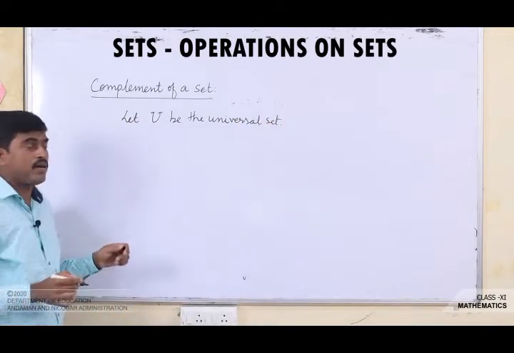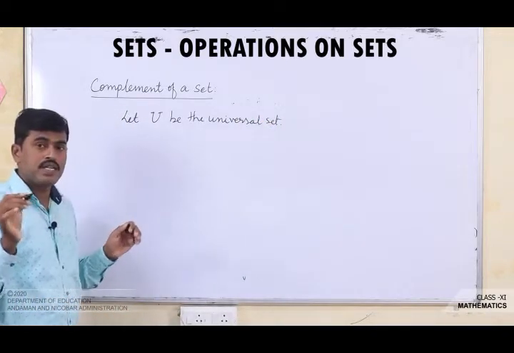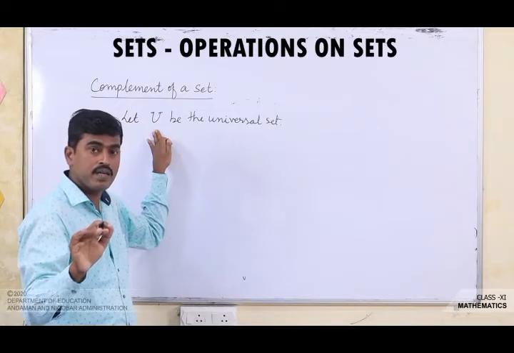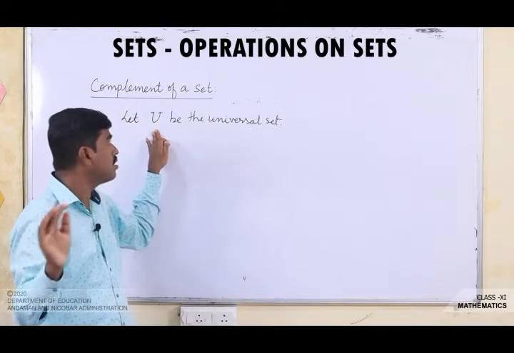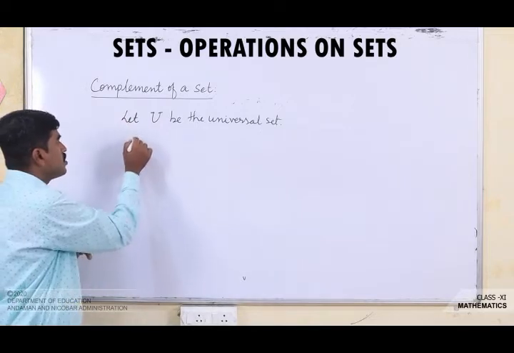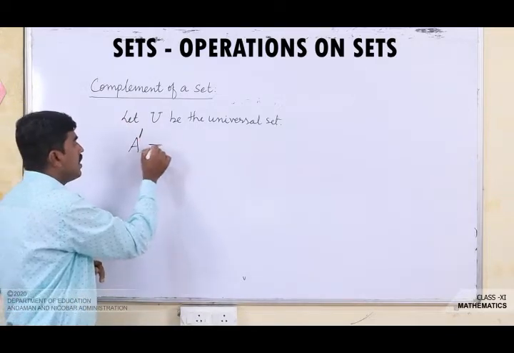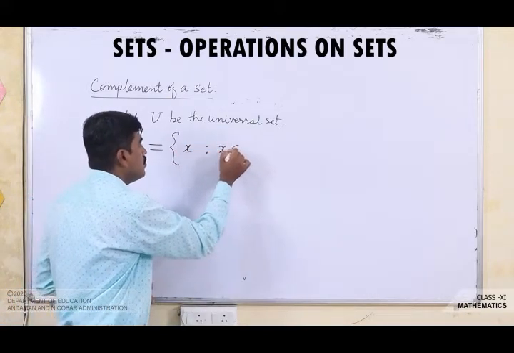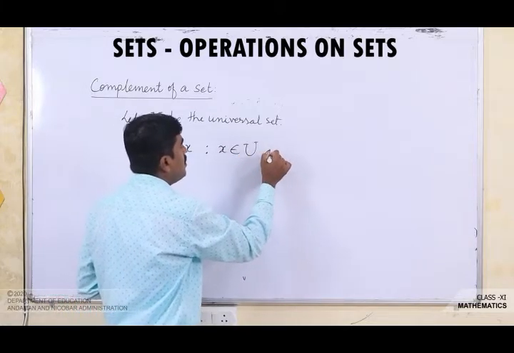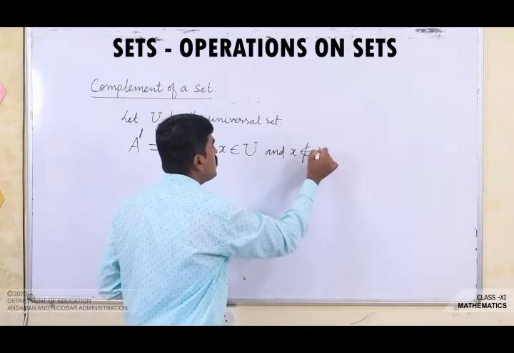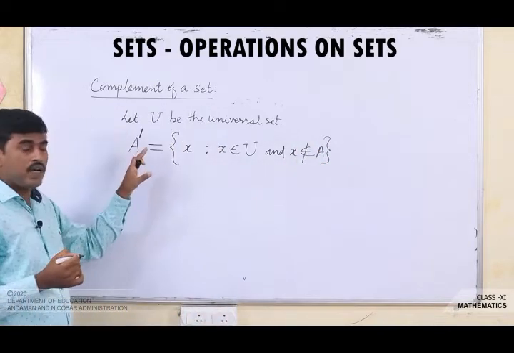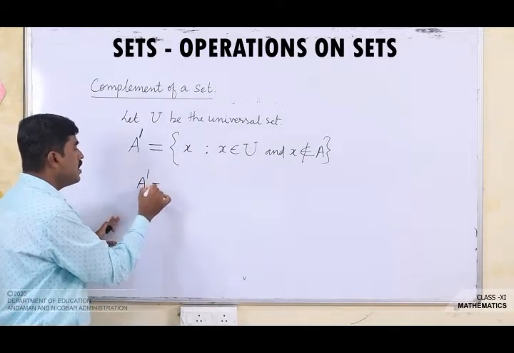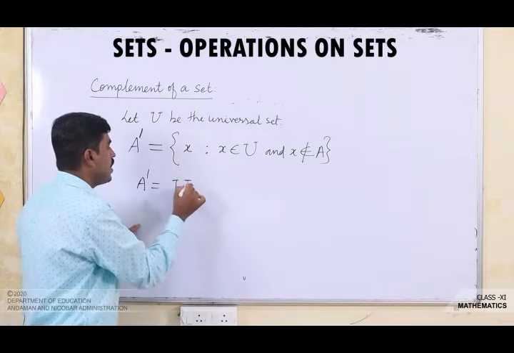Then the complement of a set A is the set of all those elements which belong to U but do not belong to A. That means it is like not A. Complement of set A is denoted by A dash, and it is the set of all those elements x which belong to U, the universal set, and x does not belong to A. Clear? So this A dash, A complement, can also be written as U minus A.